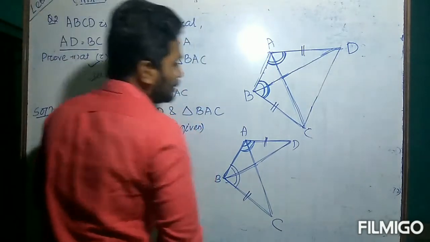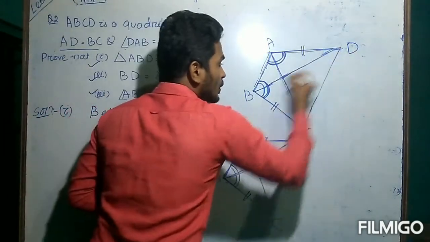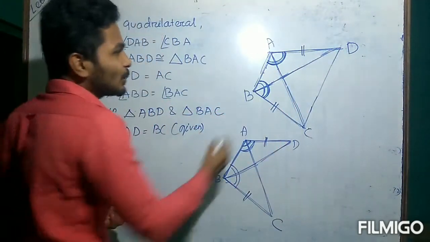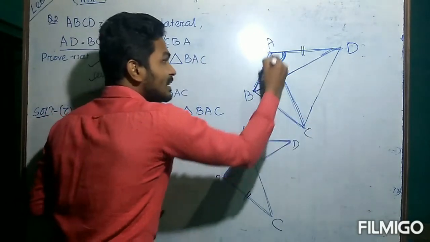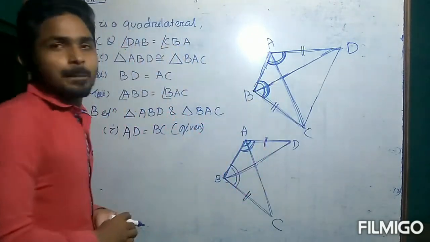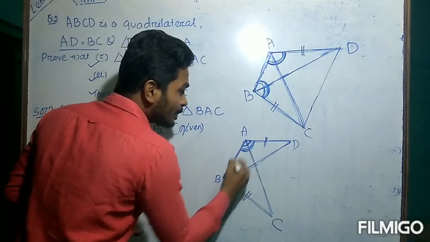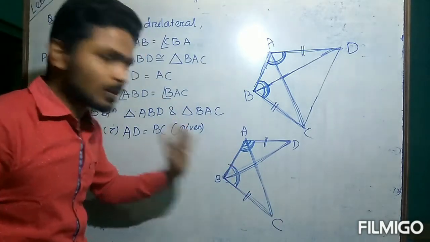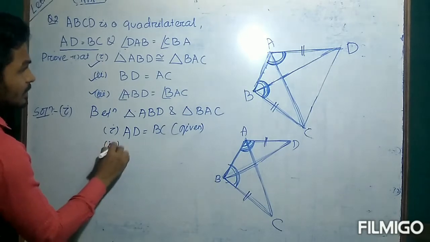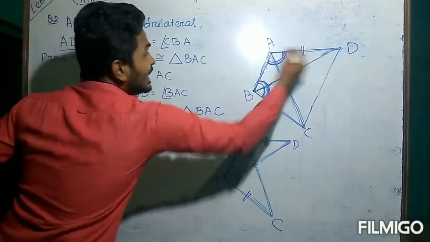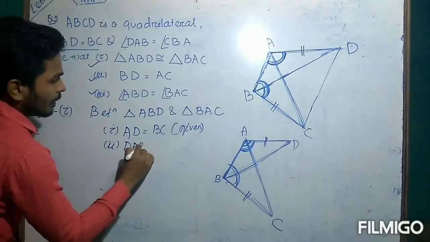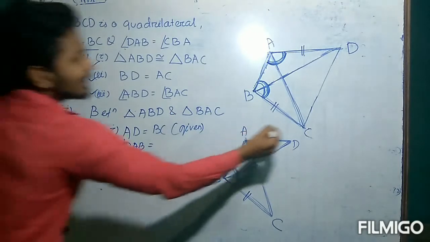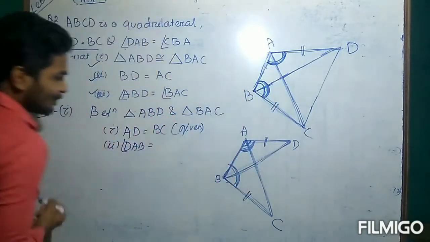Next thing. If we consider in this triangle, this angle is equal to, in this triangle, this angle. So this angle of this triangle is equal to this angle of this triangle. So you can write that the angle DAB is equal to the angle CBA, this angle.